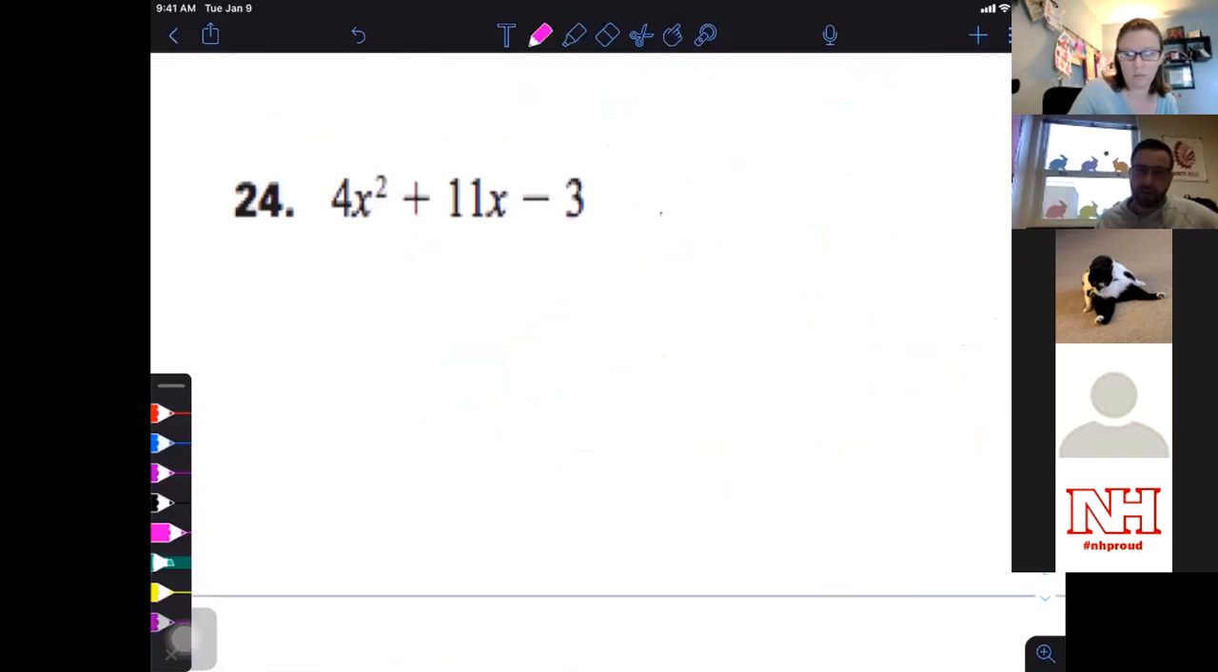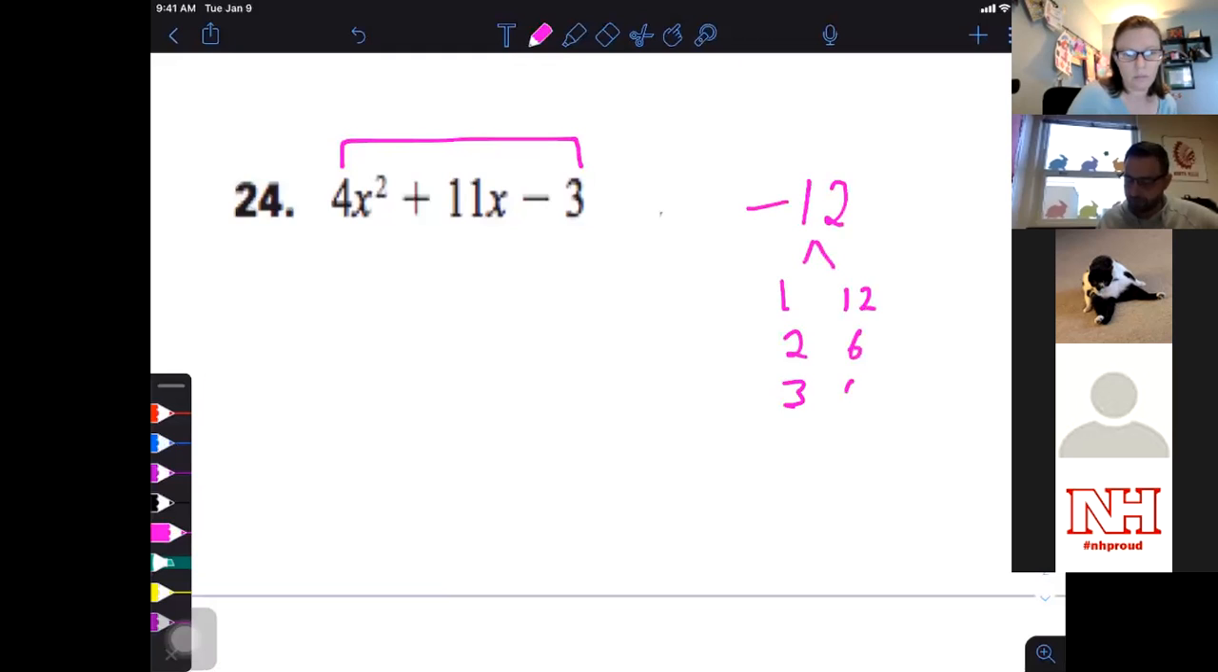These do not have to have any GCF at the beginning. It's already factored with the GCF. So now we just use our AC method. 4 times negative 3 gives us negative 12. Factors of 12 are 1 and 12, 2 and 6, 3 and 4.